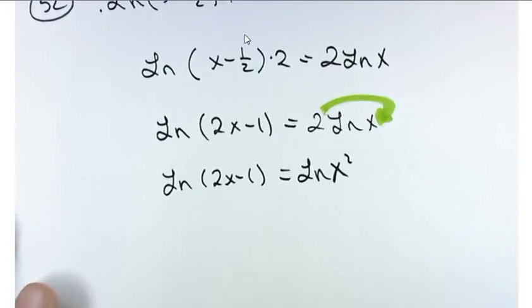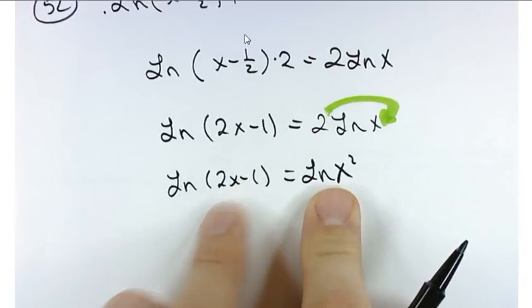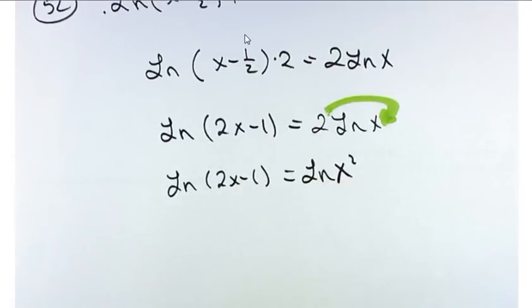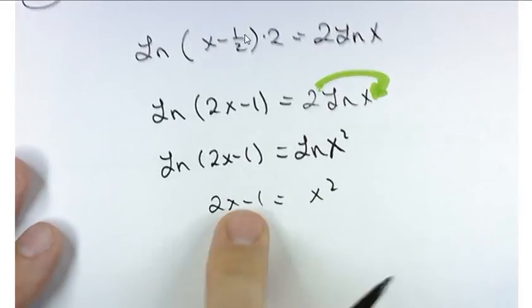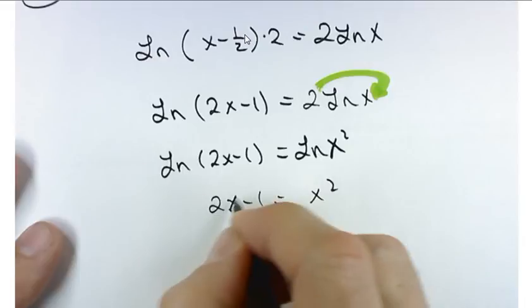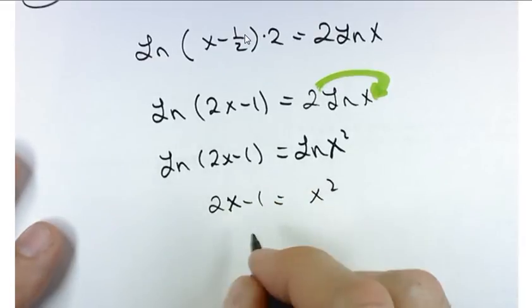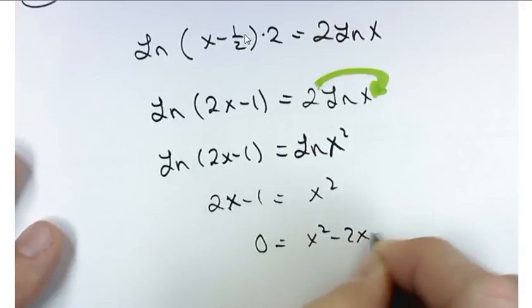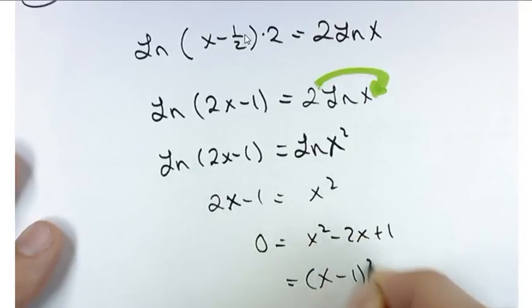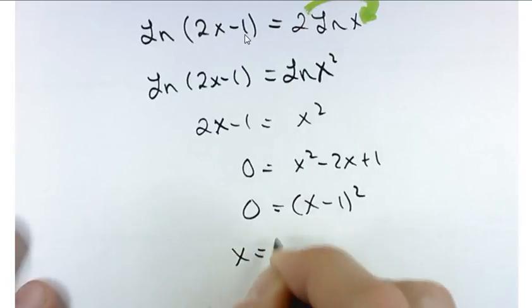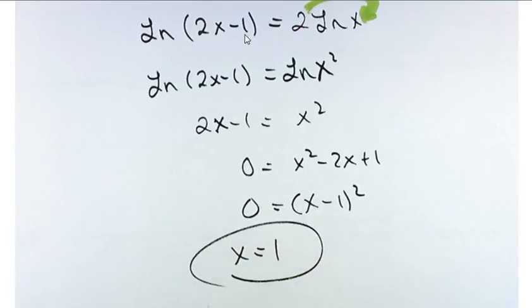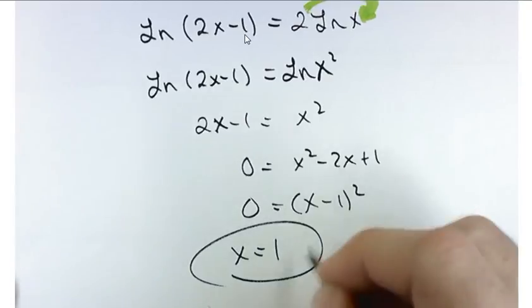Now that I've got it as a log of something equals a log of something else, let's just jump to the equation. What equation pops out of this? 2x minus 1 equals x squared. Move everything to the right-hand side. 0 equals x squared minus 2x plus 1. That factors as x minus 1 times x minus 1, and it only has one solution: x equals 1. If you check it back in the original problem, x equals 1 works.